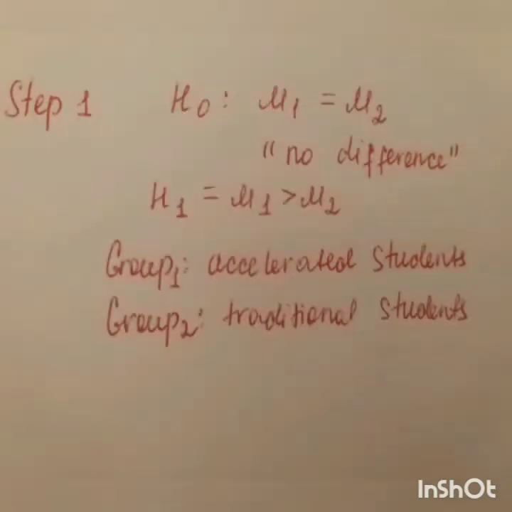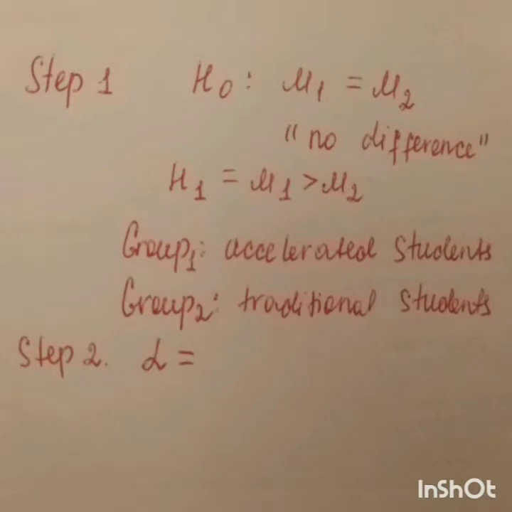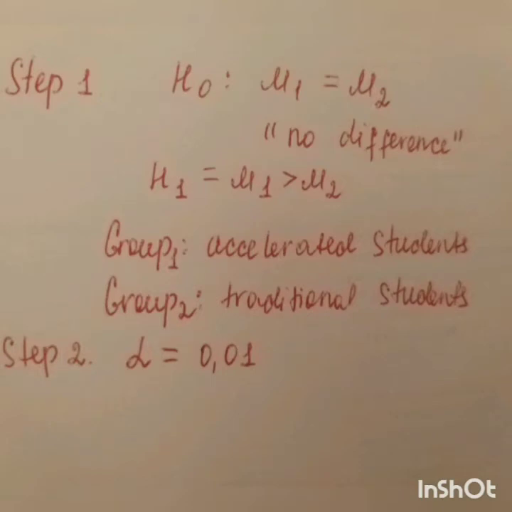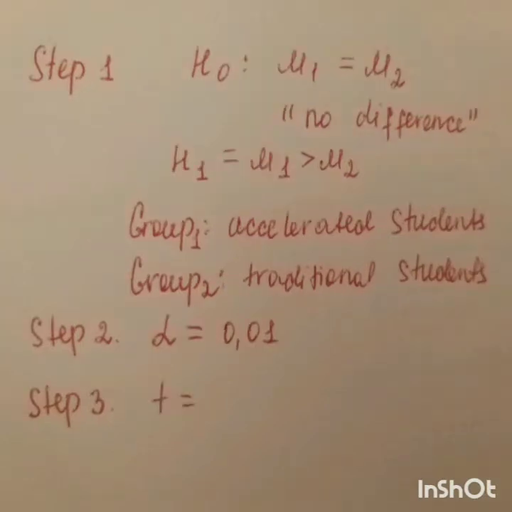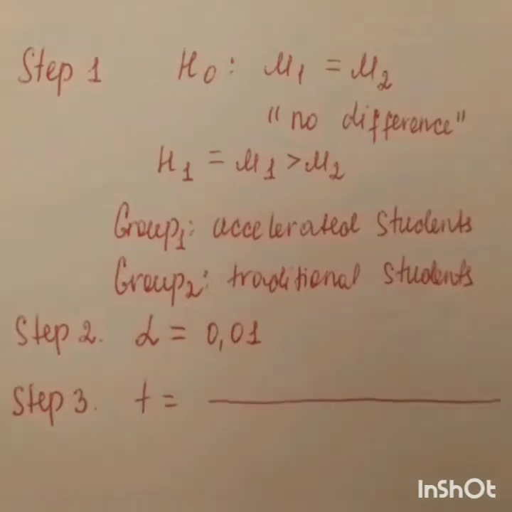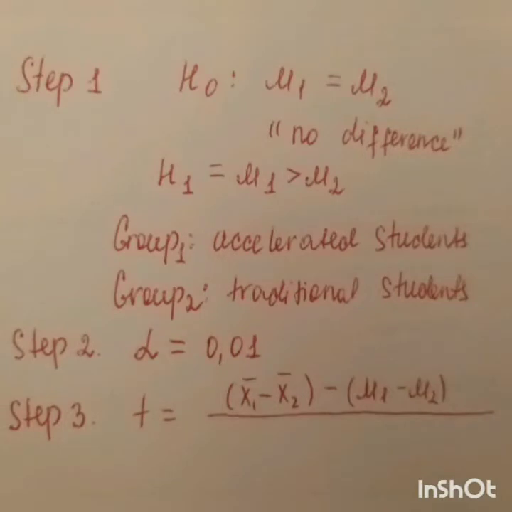For the second step, we are going to identify the level of significance, and here alpha is equal to 0.01. For the third step, we are going to compute the test statistic using the values from the scenario. Make note of the sample mean and the sample standard deviation for each group. Recall the accelerated students are in group 1 and the traditional students are in group 2. Be careful not to confuse the two groups.